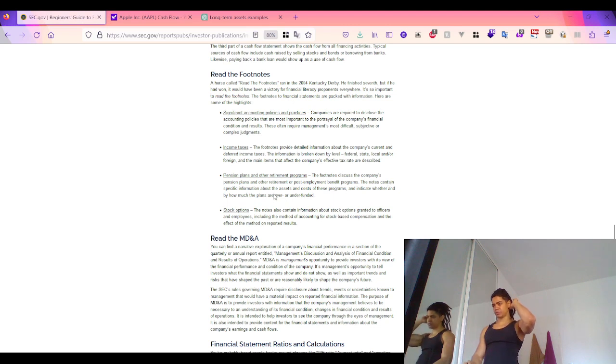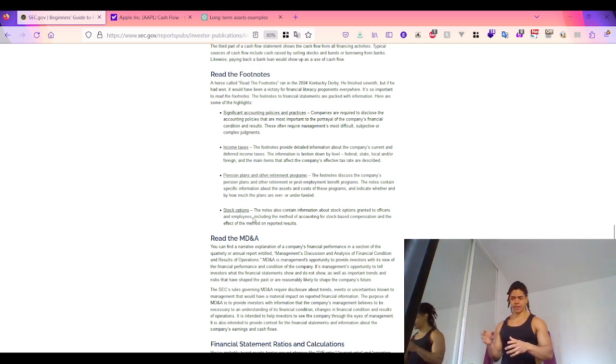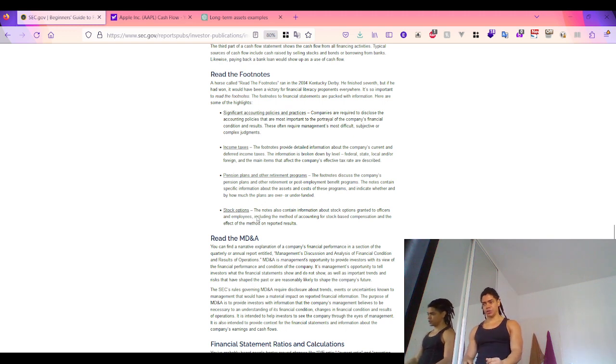They contain specific information about the assets and costs of these programs, and indicate whether and by how much the plans are over or underfunded. And then I look at the stock options. Finally. This is something very important to understand, because there is a huge burden coming, or already here, for pension plans and other retirement programs in places like Spain, France, the U.S., and Japan. Those pension programs in first world countries are going to pass through a tremendous burden.